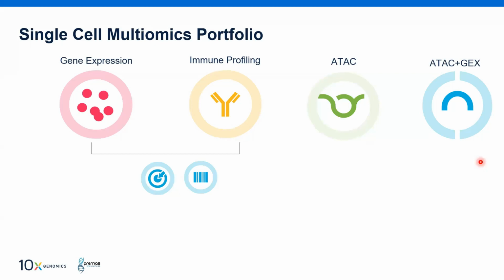If you see, 10x product lines basically fall into 4 categories in single cell: gene expression, immune profiling, ATAC, and ATAC plus gene expression. Gene expression and immune profiling have an additional feature in which you are able to do cell surface protein. We also offer a targeted panel so that you can save the cost on sequencing, because sequencing the whole transcriptome is sometimes challenging when you want to limit your budget. The targeted panel can reduce the sequencing cost by up to 80%.